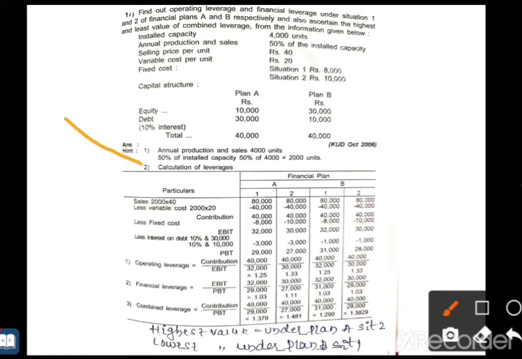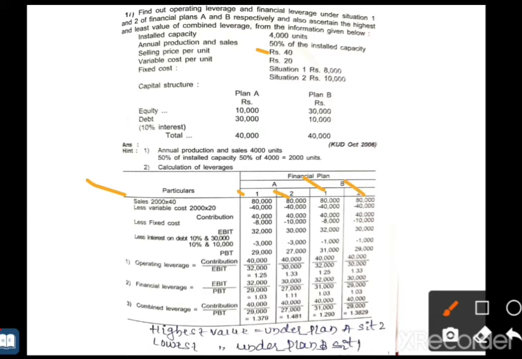Calculation of leverages, particulars and plan. Plan means plan A, plan B. Already I told you plan A has situation 1 and situation 2. Each plan has two situations, 1 and 2. Plan B also has two situations, 1 and 2. Next we directly take sales. Sales is 2000. Actually 2000 is not directly available, but they have given indirect information: 4000 installed capacity, of that 50% is sales. So 2000 sales into selling price of 40 rupees. It remains the same for plan A and plan B and situations also. 80,000, 80,000, 80,000 and 80,000.